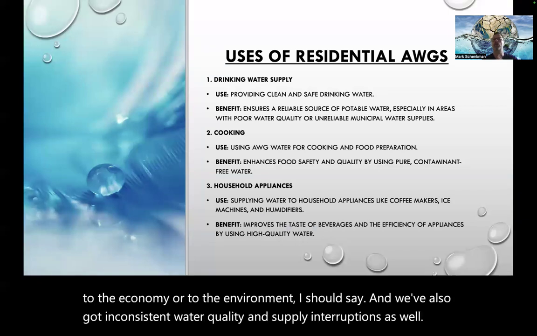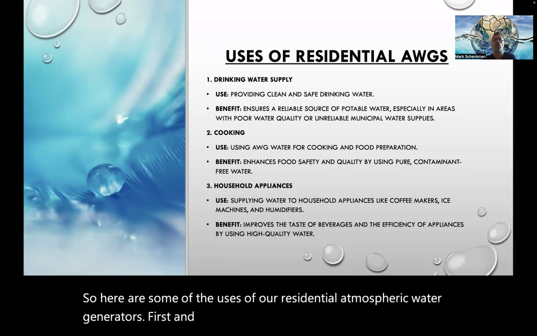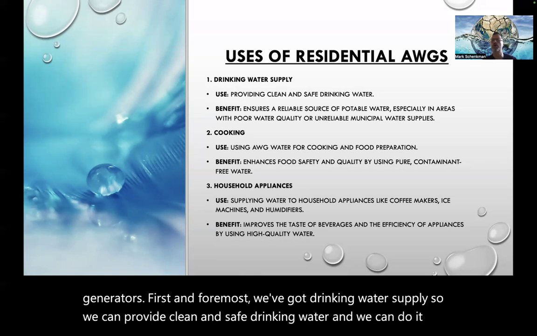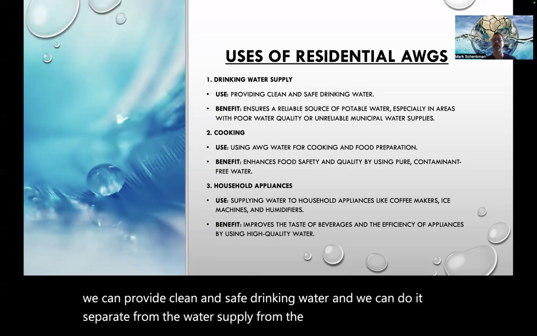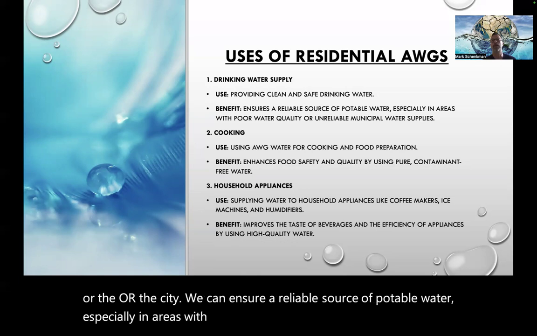So here are some of the uses of our residential atmospheric water generators. First and foremost, we've got drinking water supply. We can provide clean and safe drinking water, and we can do it separate from the water supply from the town or the municipality or the city. We can ensure a reliable source of potable water, especially in areas with poor water quality or unreliable municipal water supplies.